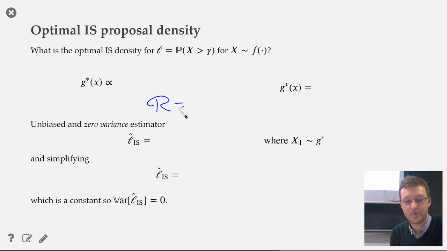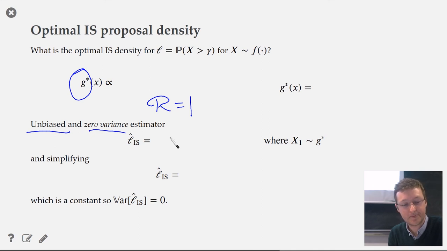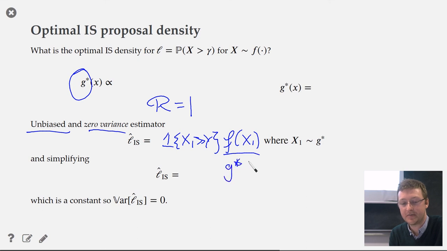If you sample just one random variable using the perfect important sampling density G star, you get an unbiased estimate, which has zero variance, which is kind of a bizarre thing. So let's look at that. The estimator itself is the indicator that our event happened, and then multiplied by the likelihood ratio, F divided by G star at X1.